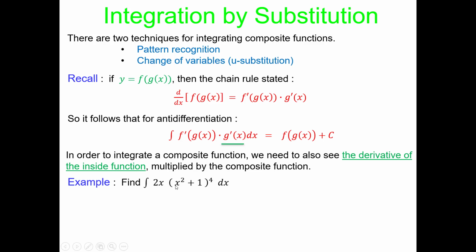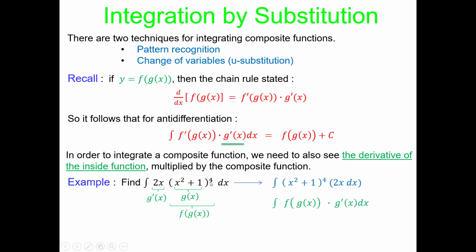But the more important thing to recognize here is that we have an inside function, x squared plus 1, inside of this function. And the derivative of x squared plus 1 happens to be 2x. And so that's the g prime of x that needs to be attached in order to go backwards, in order to integrate that function. So if this is g prime of x and the inside function is g of x, that must mean that the outside function, referred to as f of g of x, is simply x squared plus 1 to the power of 4. Or in other words, this function to the fourth power.